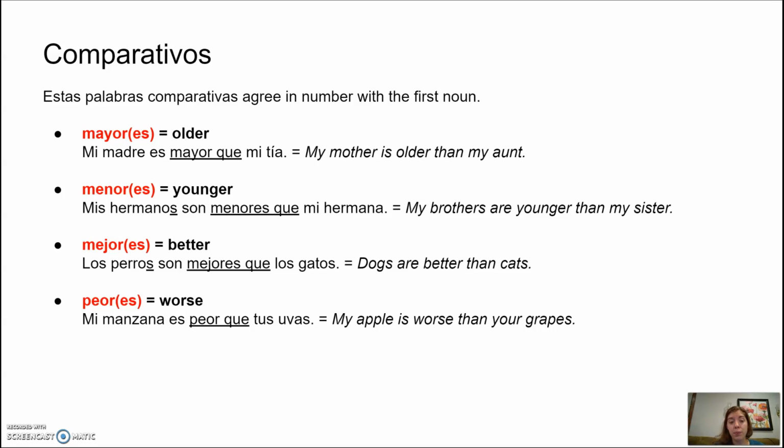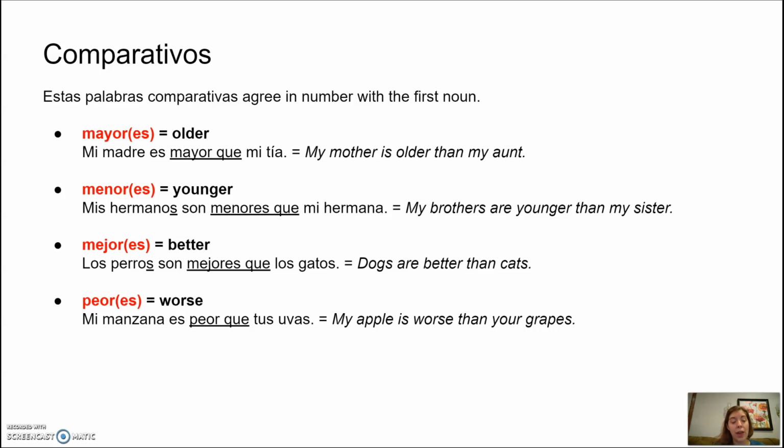Hay más palabras comparativas aquí. Here are some more comparative words. Estas palabras comparativas, these comparative words, agree in number with the first noun. Mi madre es mayor que mi tía. My mother is older than my aunt. Here, mi madre is singular, so we use mayor to mean older instead of mayores. If we had a plural noun, we would say mayores que.